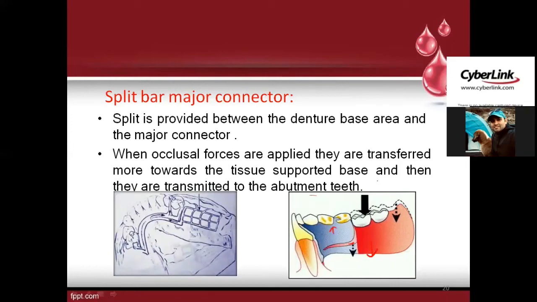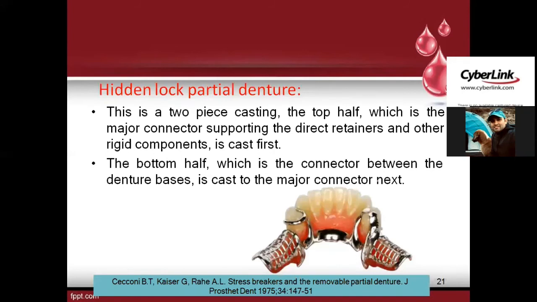Right. Then come to your hidden lock partial denture. In case of hidden lock partial denture, this is a two-piece casting. The top half, which is the major connector, supports the direct retainer, and other rigid components are cast first. And the bottom half, which is the connector between the denture base, is cast to the major connector next. Right? This is the one part and this is the second part.